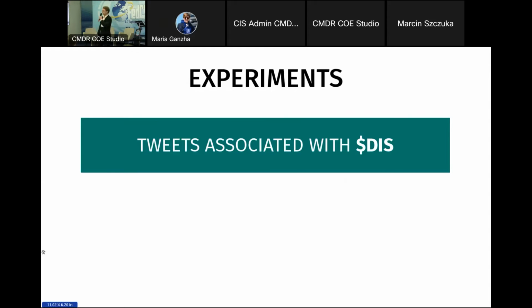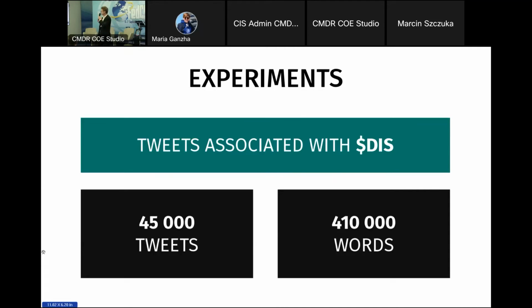Using this very simple extension, I ran an experiment on a data set of tweets mined from the Twitter API that were associated with this cashtag. Twitter cashtags are used to mark tweets that are related to some publicly traded company or a financial asset. In this case, this cashtag is a symbol for the Walt Disney Company. So I mined a data set of 45,000 tweets about this company, which in total contained around 400,000 words.